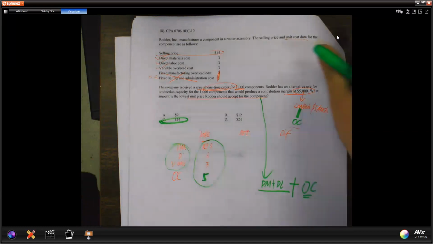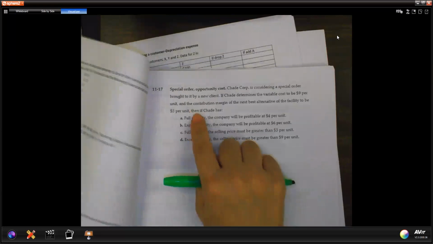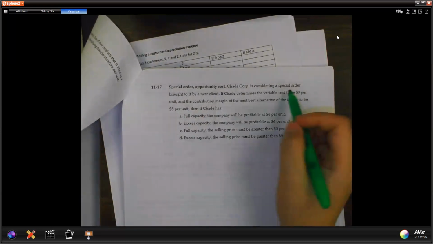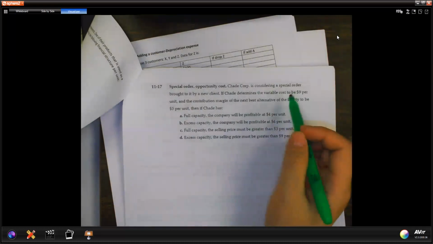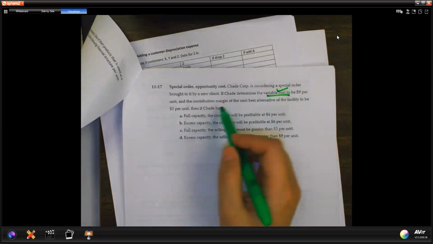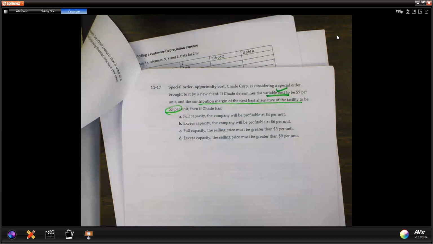Okay, so talking about this question, we look at this question and then we do it. We start thinking about special order, and the variable cost is $9. So this is definitely relevant. And then you have the contribution margin for the next alternative, which is $5 each. We talked about this one, right?